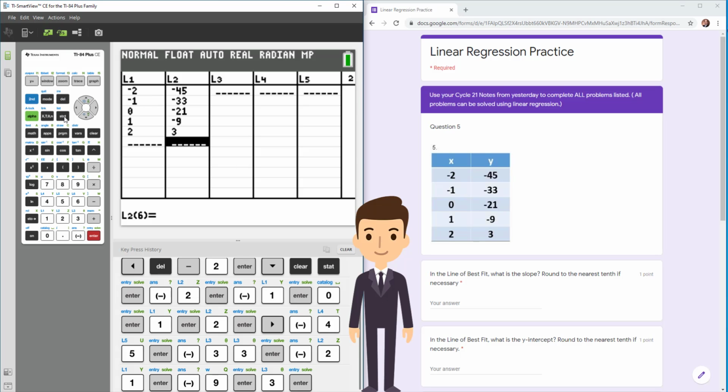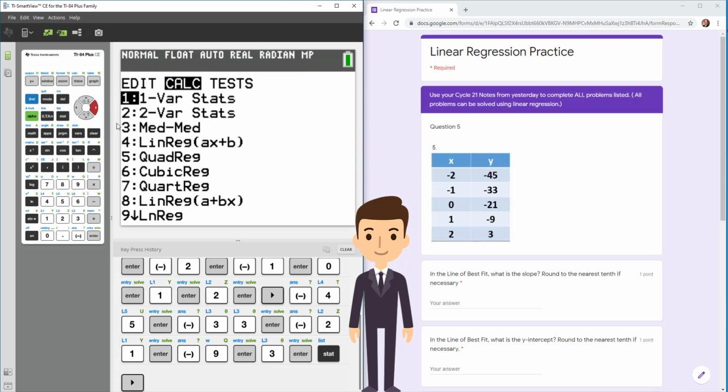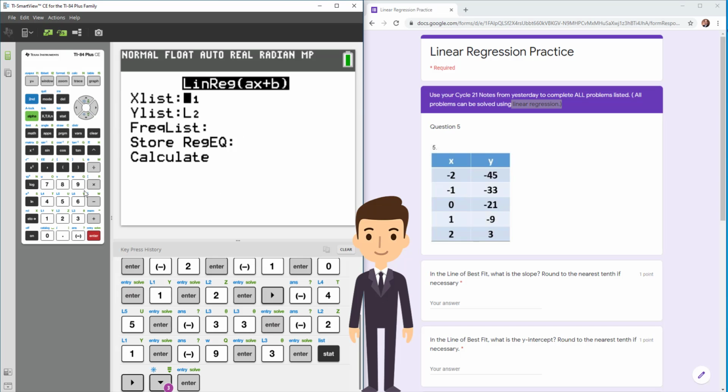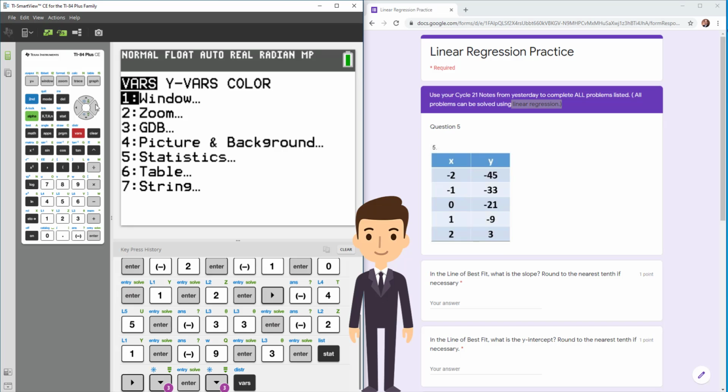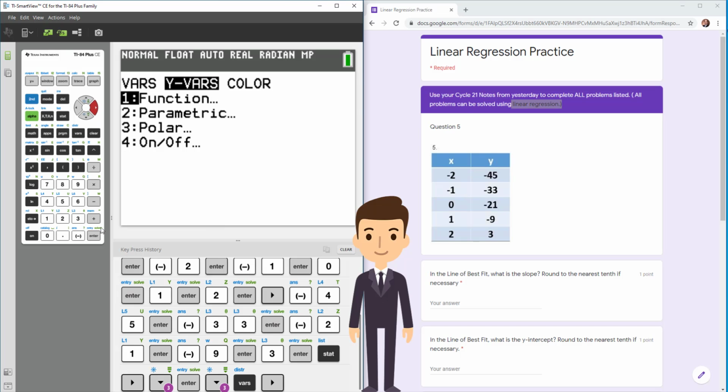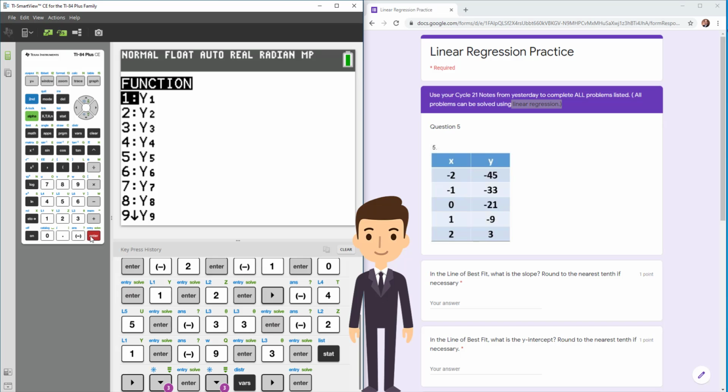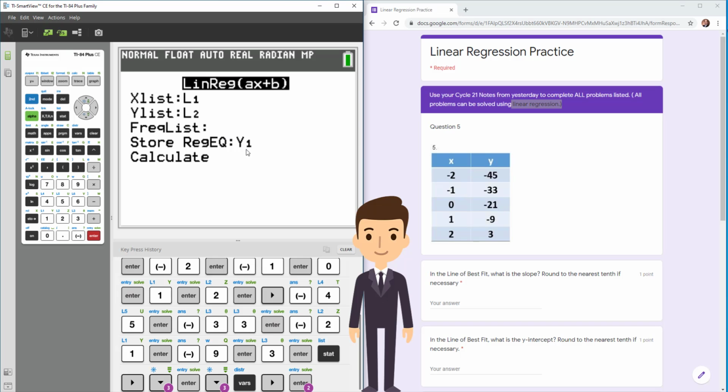I'm going to hit stat, and I'm going to go to calc, and I want to calculate, once again, a linear regression. All problems can be solved using a linear regression. Later on, you're going to have to figure out which one it is. In this case, it is the linear regression, though, so we're going to go down to 4, which is my linear regression. In other words, I'm making my line of best fit. So I'm going to store my regression equation by hitting vars. Then I'm going to go over to yvars, and I'm going to go to my function, which is enter, y1, and that tells the calculator, once again, I want to store whatever you come up with as my line of best fit. I want it stored in y1. All right?